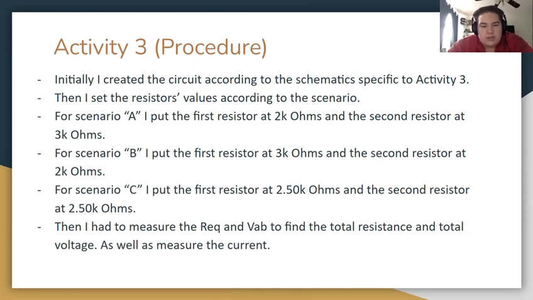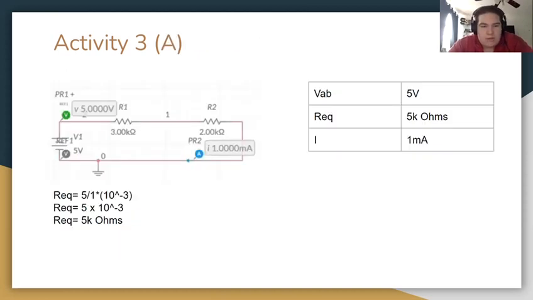We had to measure the total resistance and the total voltage. Go to the other side. For activity 3 in the first scenario, you can see probe A where it says 5 volts, and probe B in the bottom part of that DC circuit. The total voltage was 5 volts. The current also was 1 milliamp. Go to the other one.